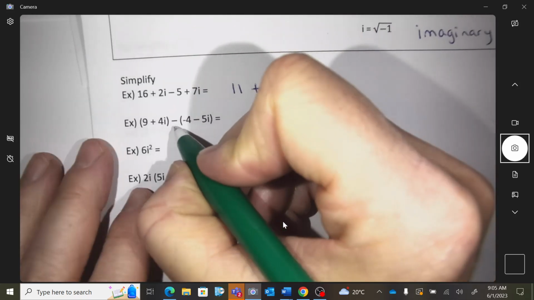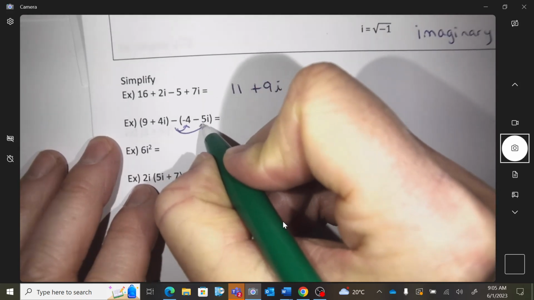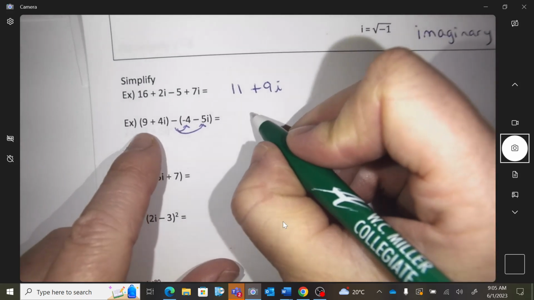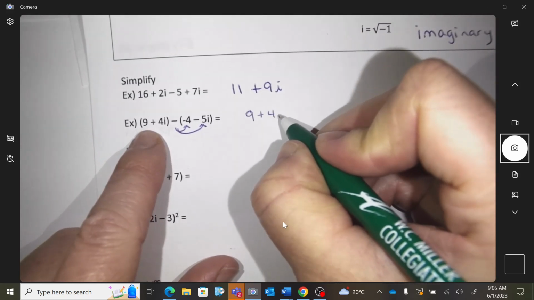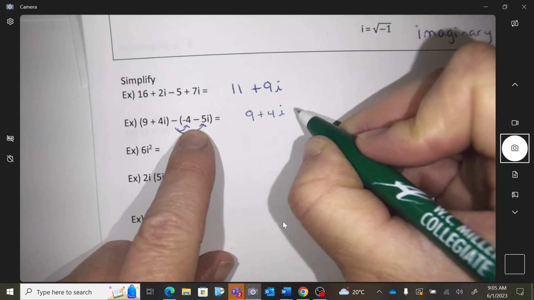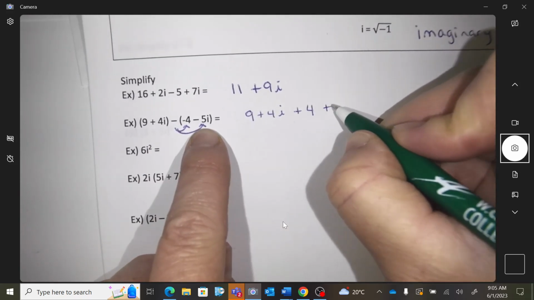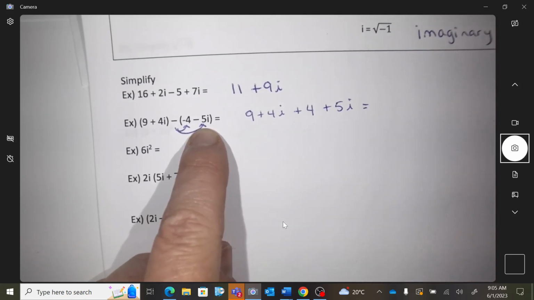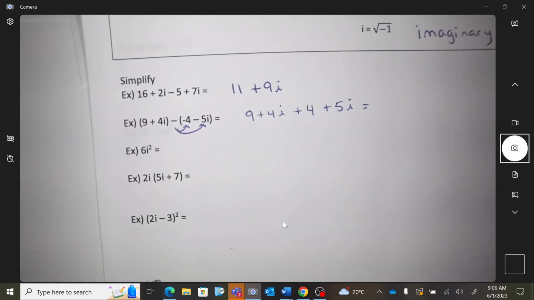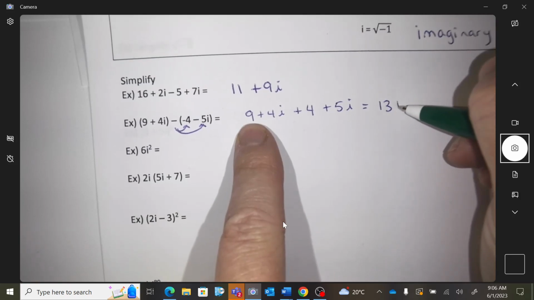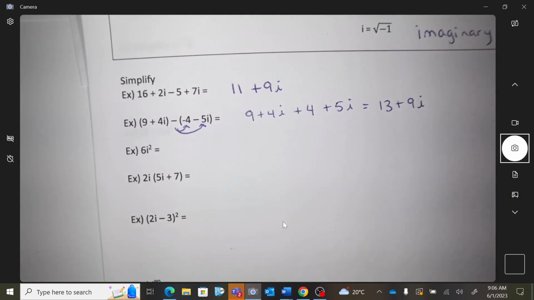Okay, when you do this question, you have to be careful because you have to distribute brackets. So I'm just going to rewrite this as 9 plus 4i, and then this would turn into a plus 4, and this distribution would turn into a plus 5i. So you might have to distribute brackets first. Then my final is 13 plus 9i. Okay, so just collecting like terms.